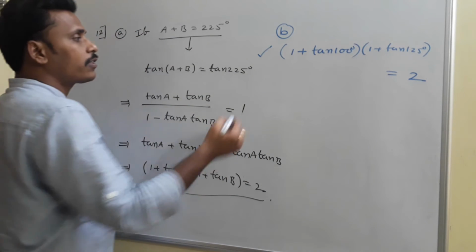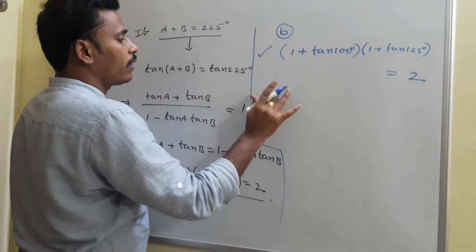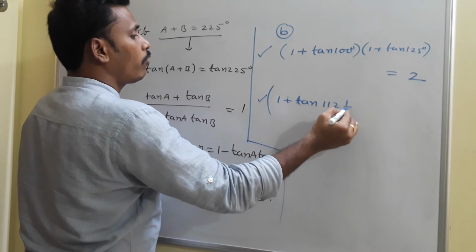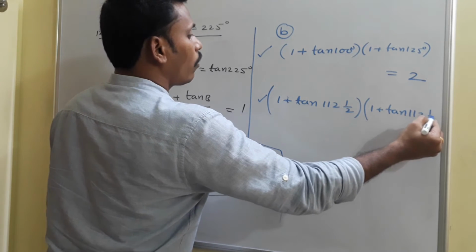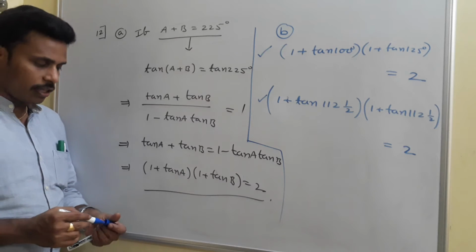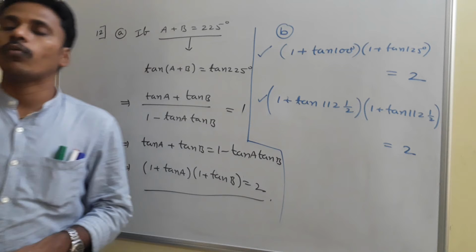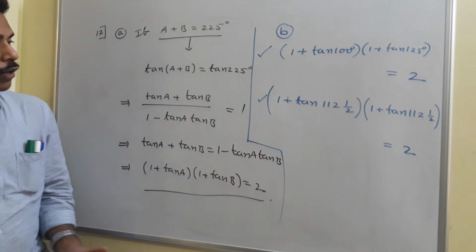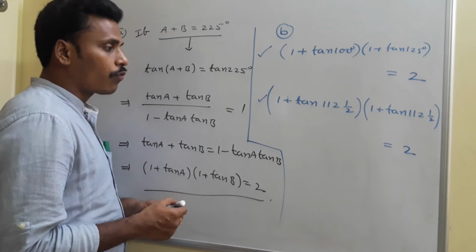Is it right? And suppose I replace a and b with half of 225. That is, 1 plus tan 112 and a half into 1 plus tan 112 and a half is equal to how much? Again this product is 2. Is there anything wrong? I think nothing, because look at the product. The sum of angles 112 and a half and 112 and a half is directly 225. If the sum of two angles is 225, then this product is 2. So 1 plus tan 112 and a half into 1 plus tan 112 and a half is 2.